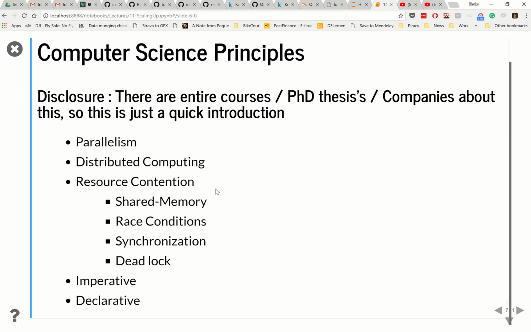So out of curiosity, has anyone done parallel programming before? Race conditions, resource contentions, deadlocks? Semaphores? Okay, so we have quite a few people who can benefit from this. We're not going to get into all that detail. It's important just that you're aware of how difficult these things are and how many mistakes can be made.